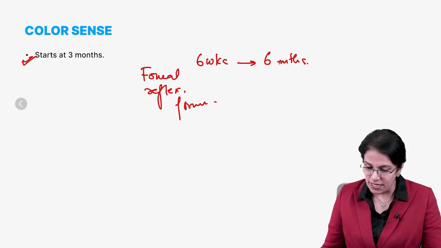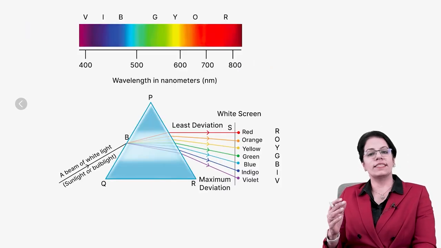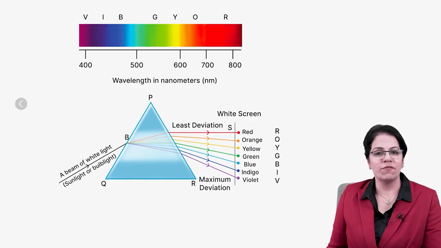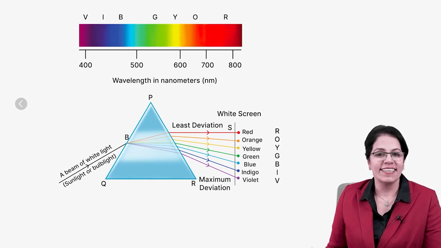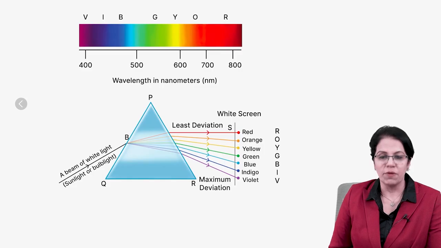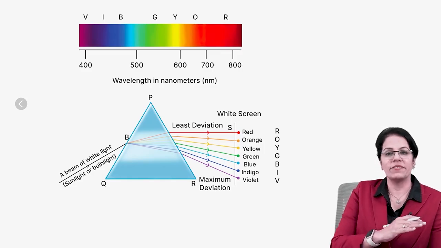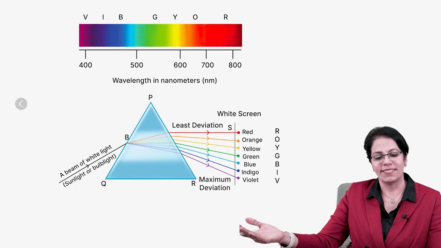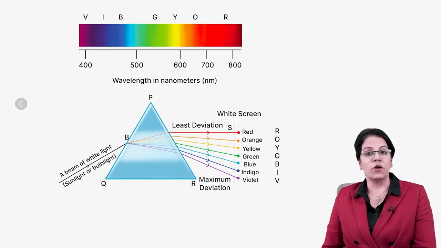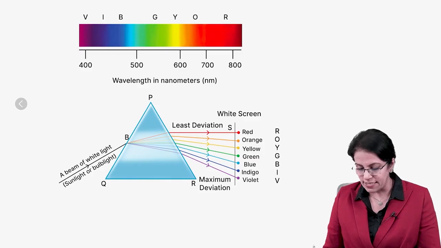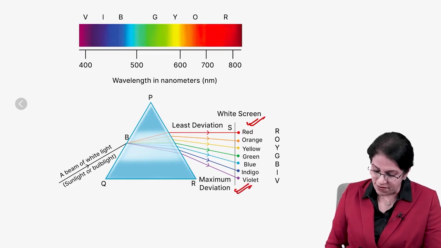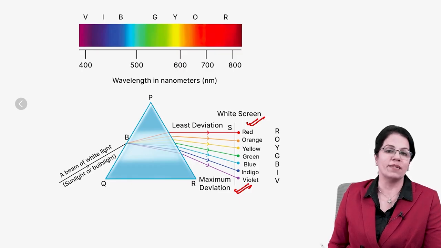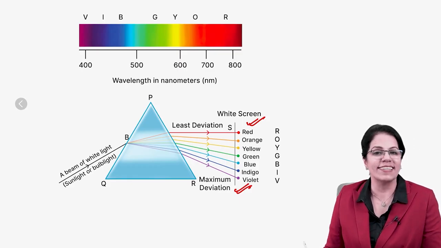Then when you talk about the color sense, let's have a quick revision regarding our VIBGYOR, how a white light can break into these 7 colors, right? And before V-violet, we have the ultraviolet range, and after red, we have the infrared range. And we should also keep in mind that more the wavelength, less the deviation. So the red side deviates the least, and maximum deviation will occur in violet when the white light is passing through this prism, and this is how it is breaking into these lights.